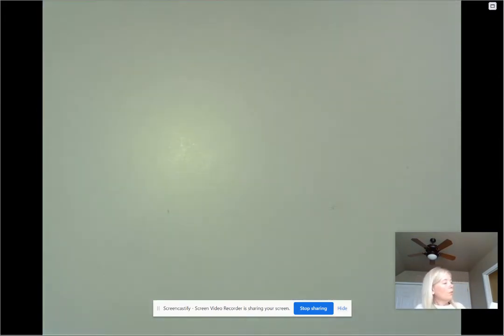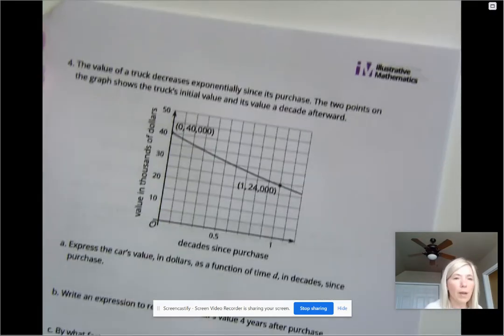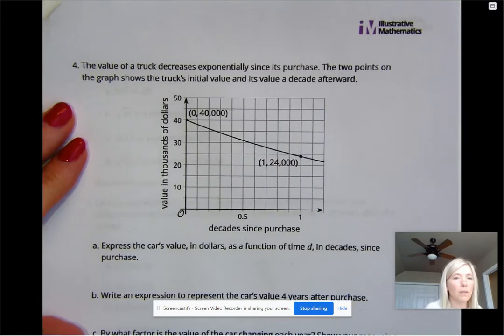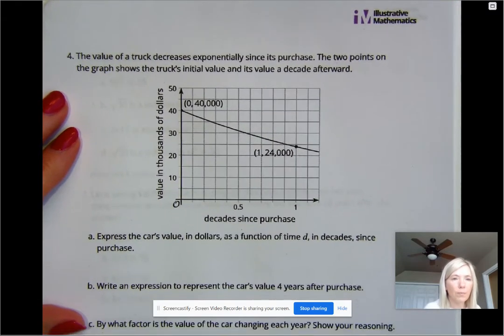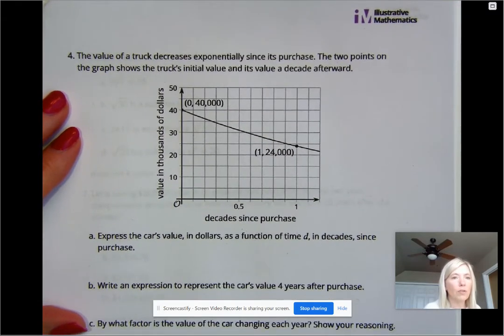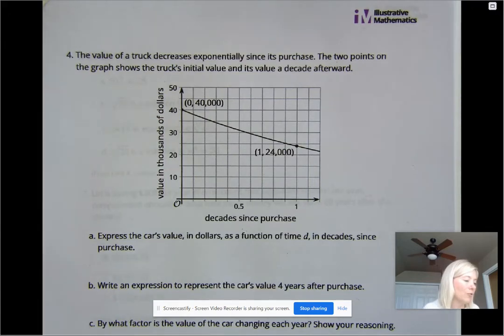Okay. For number 4, we have a graph. It shows the value of a truck, which is decreasing exponentially since its purchase. The 2 points on the graph show the truck's initial value and its value a decade afterwards. So that's a difference of 10 years, 1 decade.